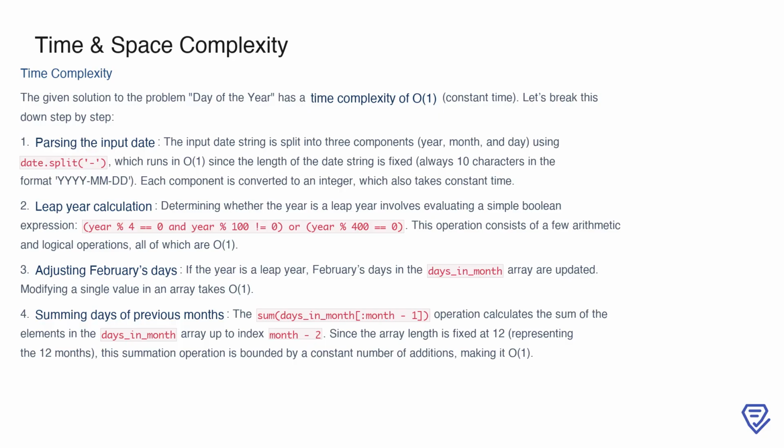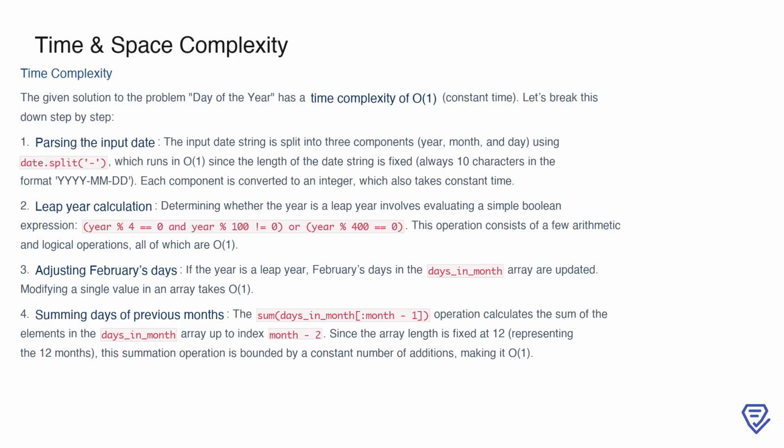Next, we calculate whether the year is a leap year using a simple Boolean expression. This involves a few arithmetic and logical operations, each of which runs in O(1). If the year is determined to be a leap year, we adjust the number of days in February by updating a single value in the days_n_month array. Modifying an array element is a constant time operation as well.